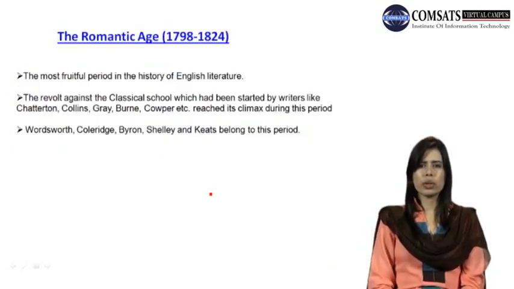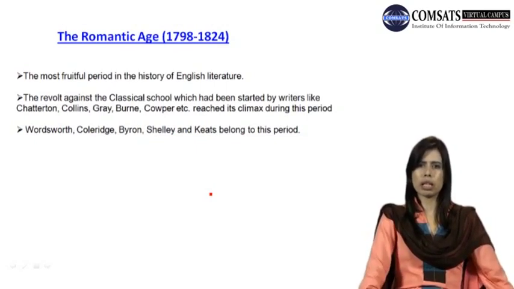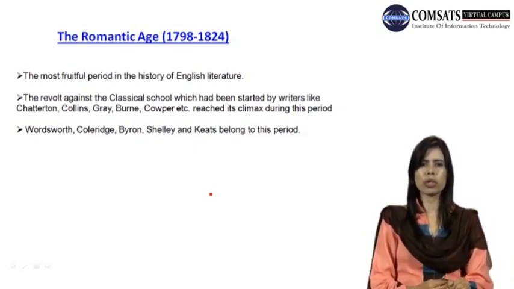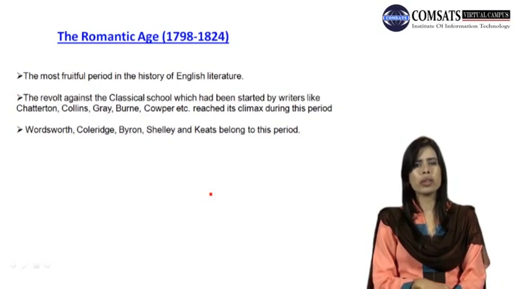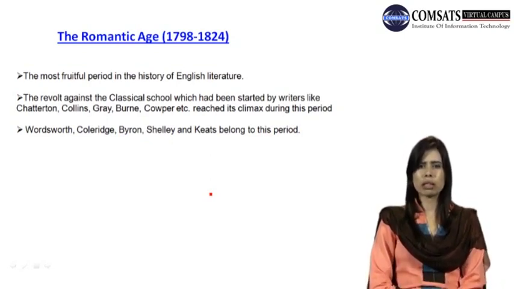The Romantic age. Previously we were talking about the classical age in the history of English literature. Now our focus is on the Romantic age. As I told you, there is a sudden shift from the classical movement to the Romantic movement, and that took birth with the publication of the Lyrical Ballads by Wordsworth and Coleridge. The Romantic age in the history of English literature started in 1798 and ended in 1824. This is known as the most fruitful period in the history of English literature.